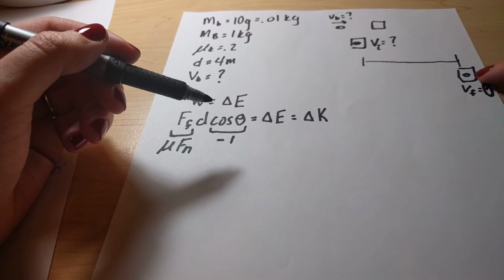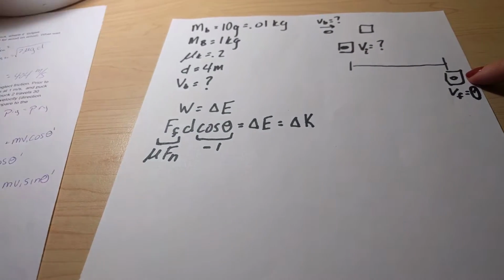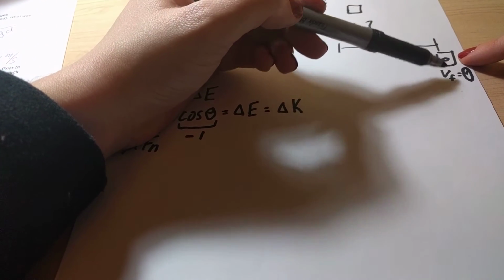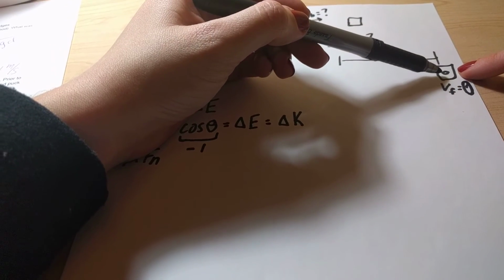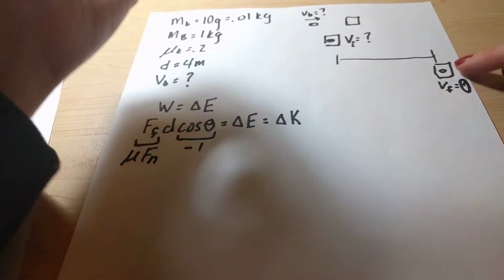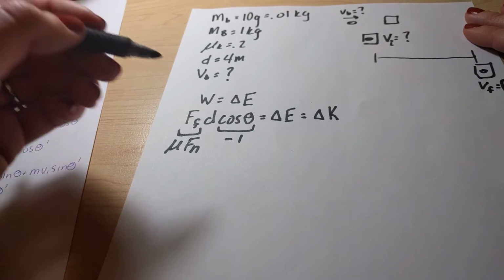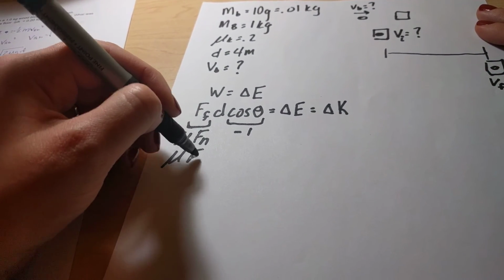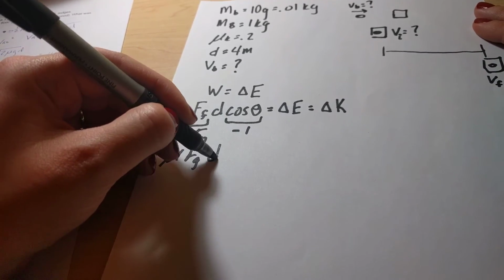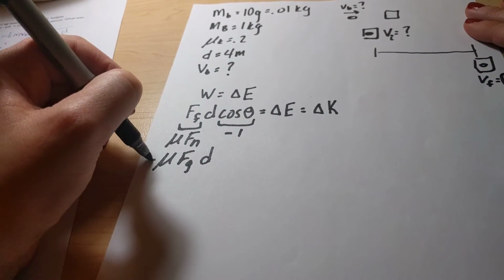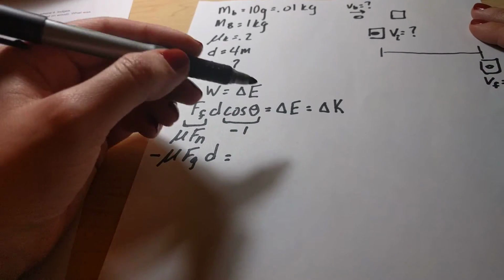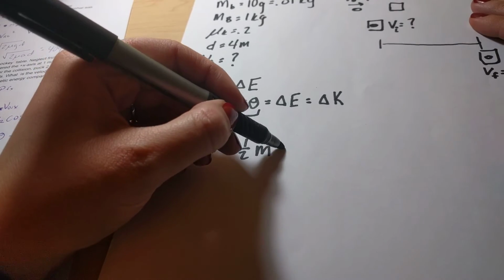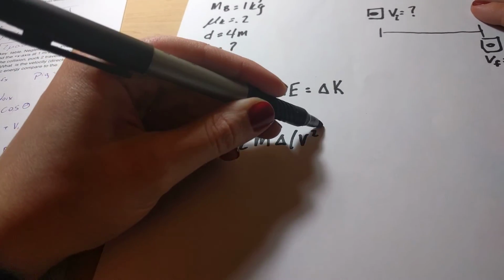Our normal force on this object is going to be equal to the weight of this object, because it's not accelerating in the up or down direction. So we know our normal force is equal to the force due to gravity. So mu times our force due to gravity times our displacement, negative, is equal to our change in kinetic energy, which is 1/2 mass times our change in velocity squared.